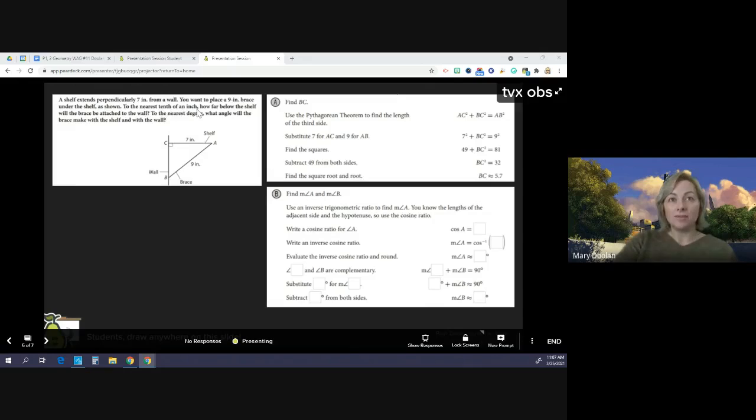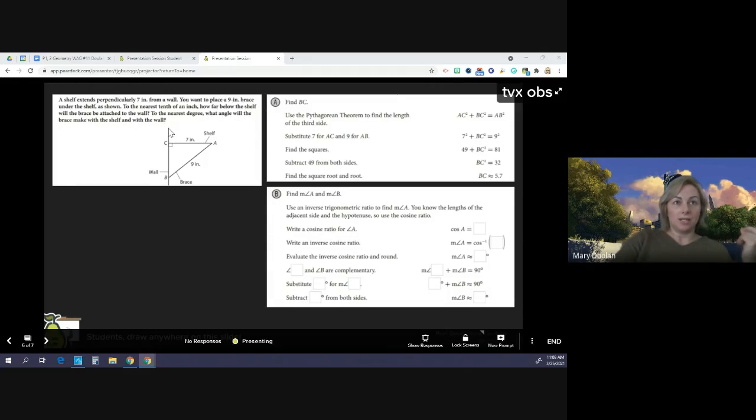To the nearest tenth of an inch, how far below the shelf will the brace be attached to the wall? This is like a real life situation that you could find yourself in if you ever hang a shelf on a wall and you want to know where you're going to attach it. And also, what angle will the brace make with the shelf and with the wall?